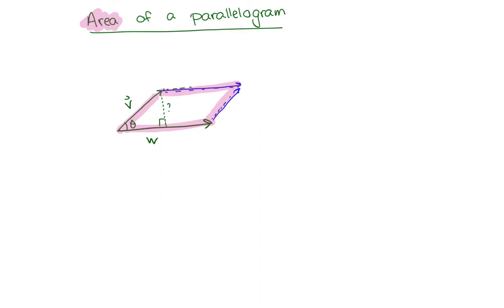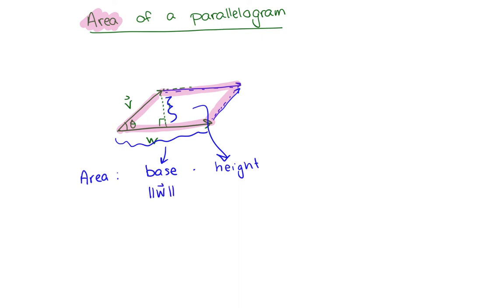So how would I actually find the area of a parallelogram? I know that area, in general, is going to be my base times my height. So if I can find the base and the height of this parallelogram, then I can find the area. So the base, that's just going to be the length of that w vector. So we have to find the height. But I noticed to find that height, I always need this perpendicular here. So I formed a right triangle whose hypotenuse is v. And then I have this angle theta, the angle between my two vectors.